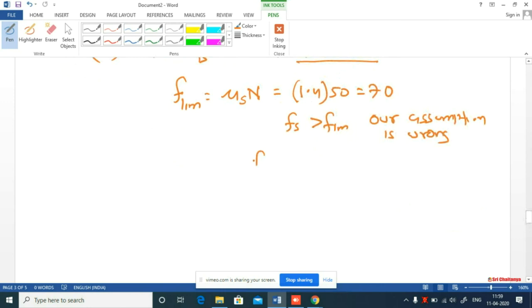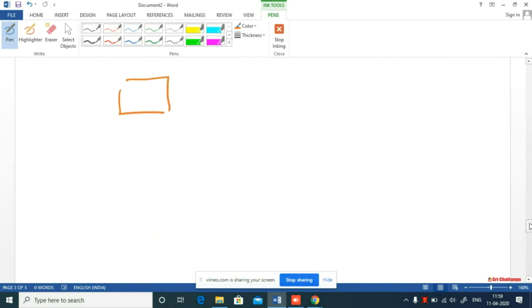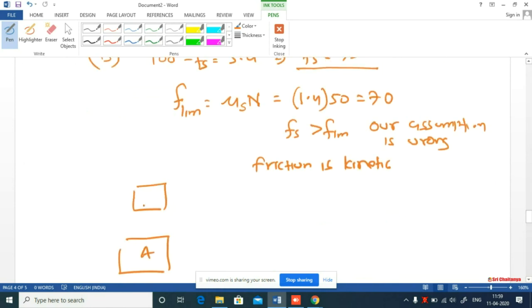Right. So it means friction is kinetic. So we now will draw the last FBD with correct assumptions. A and B, this force was 100 and kinetic friction backward, and here this force is 50 and the kinetic friction at the ground is 75, and the kinetic friction is in forward direction, and this kinetic friction is equal to mu k into N. Mu k into N is equal to 70. This kinetic friction is equal to 70.